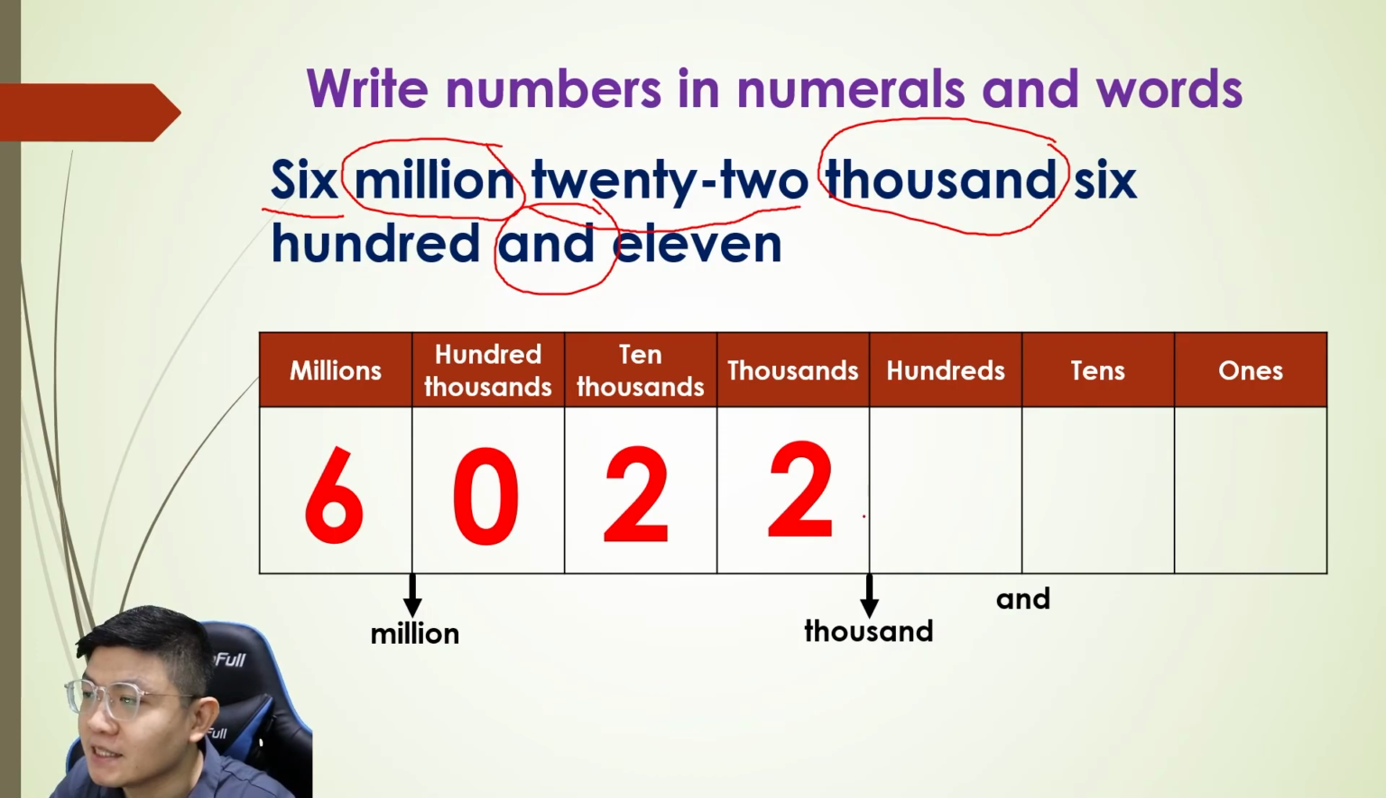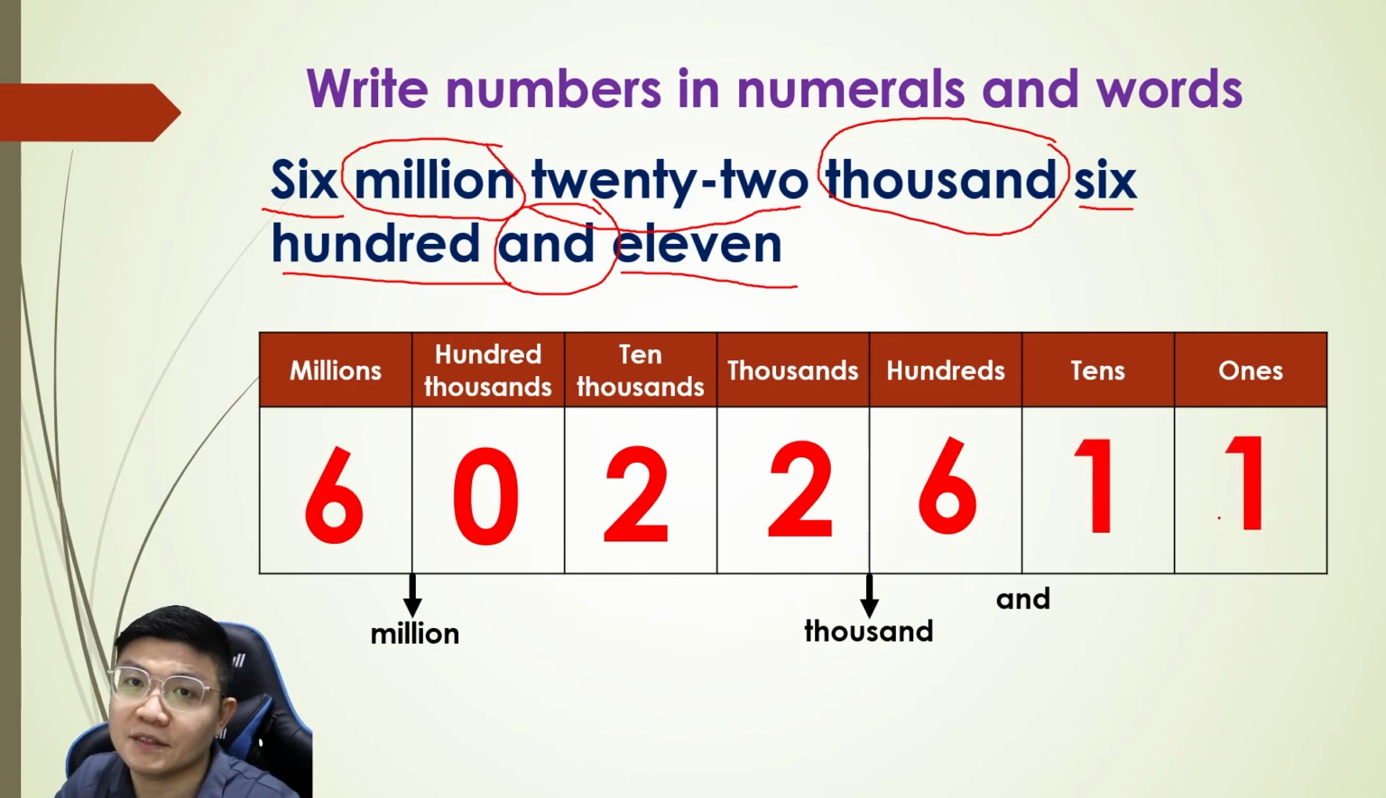Alright. Next, after thousand, I see 600. Whoa. So under hundreds, I have 6. And after n is 11. So put 1, 1, 11. So if you want to double check, you read again from the starting. 6,022,611. As simple as that.